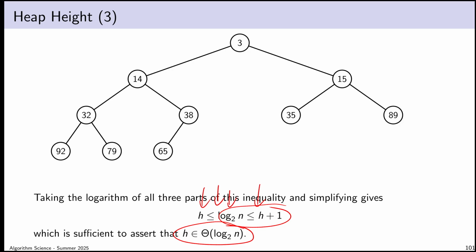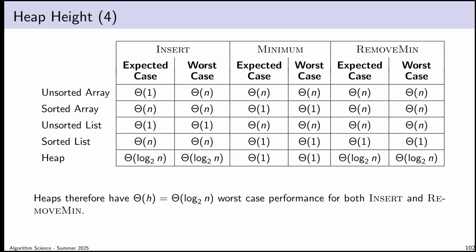That's enough to assert that h is big theta of log n, and therefore that my algorithms that do bubble up and bubble down are actually big theta of h, which is big theta of log n. And so we can now go slot heap in among our other candidates for priority queue. And notice that because we know that h is big theta of log n, insert is big theta of log n, and remove min is big theta of log n in the worst case. And there's a whole bunch of results we can pull out of this.